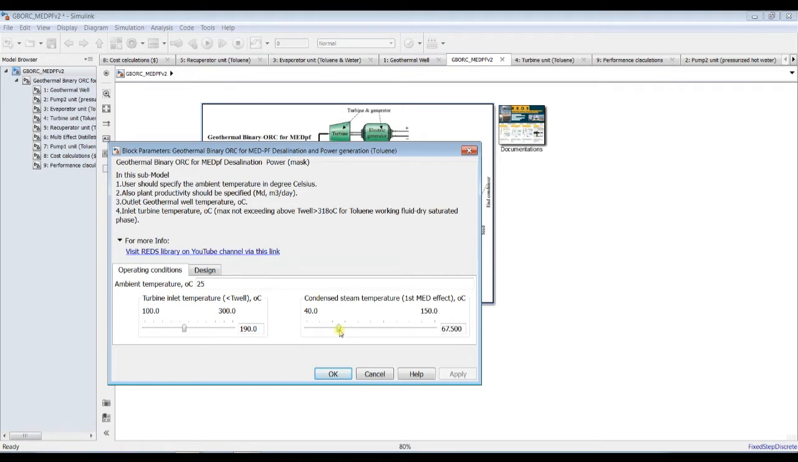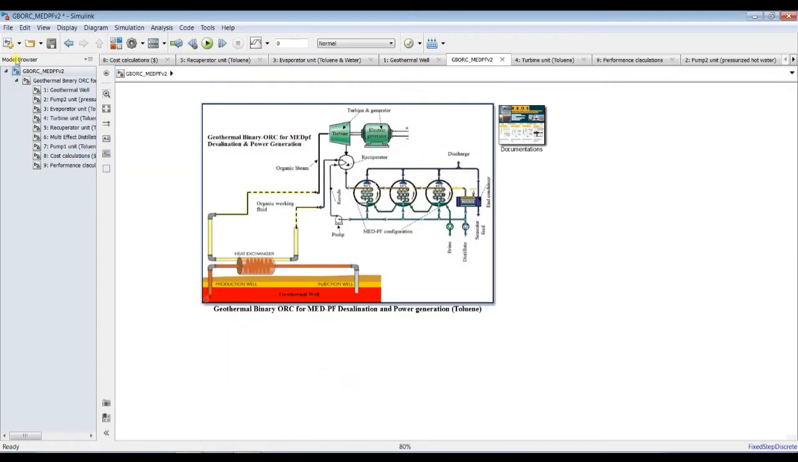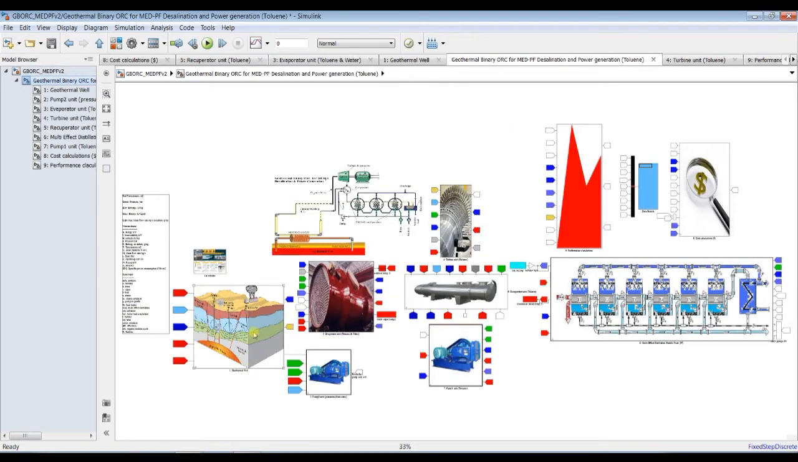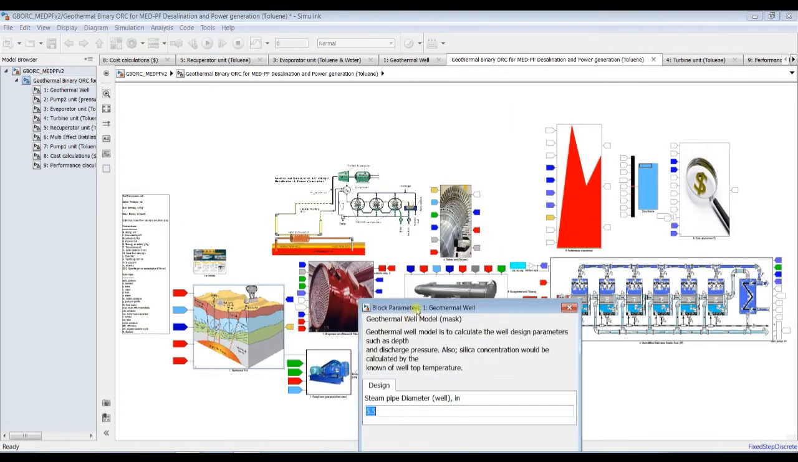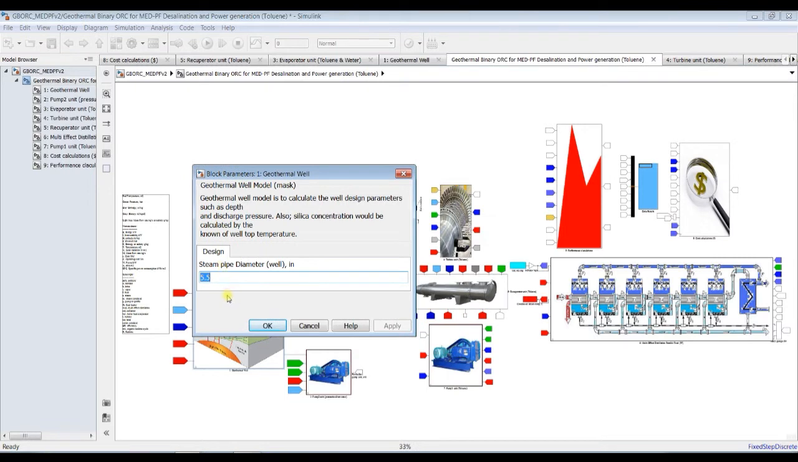Suppose I need to extract my steam at 60, you can enter here 60 degrees Celsius. This is from the first effect of MED. Okay, we have to assign some inputs. You can go through that. This is the geothermal well steam pipe diameter. We can assign only this parameter.